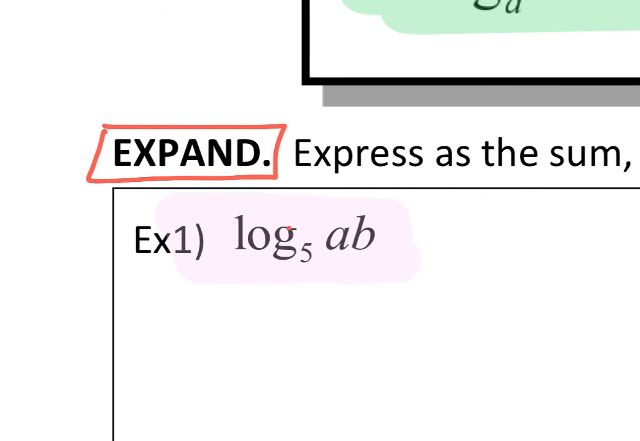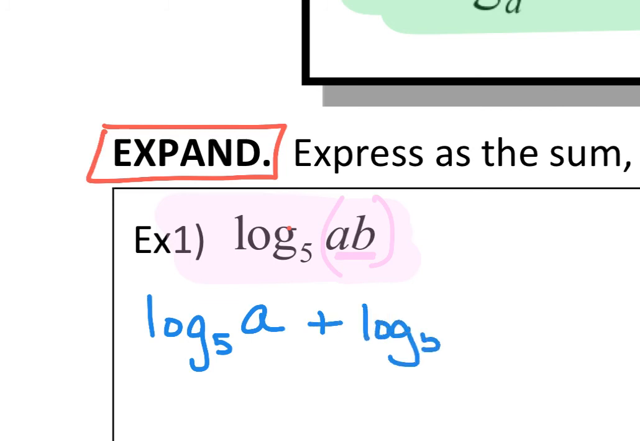What you want to say is, I am taking the logarithm of a multiplication problem. If the entire argument of a logarithm is a multiplication problem, then you can take the logarithm of each of the things being multiplied and add those logarithms together. You have to remember to write the base, so log base 5 of a, and you're pulling this apart, so then you do plus log base 5 of b.